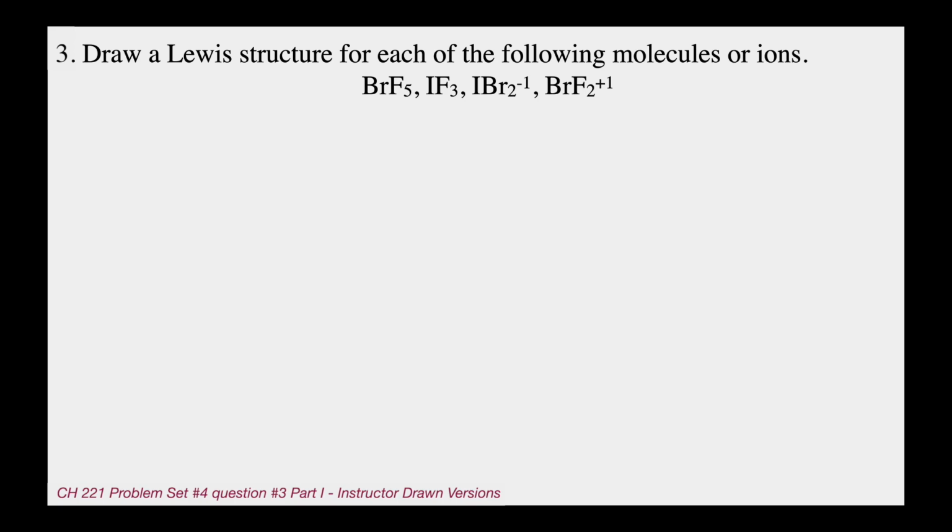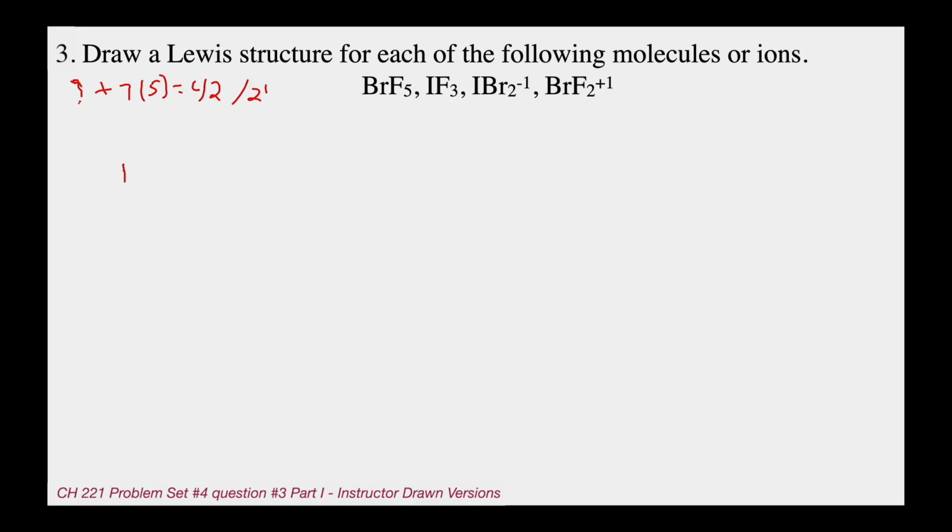BrF5. So bromine is in group 7, and fluorine, which is also group 7, and there's 5 of them. I'm counting the valence electrons, by the way. So 7 plus 35, that's 42 valence electrons, or 21 pairs.